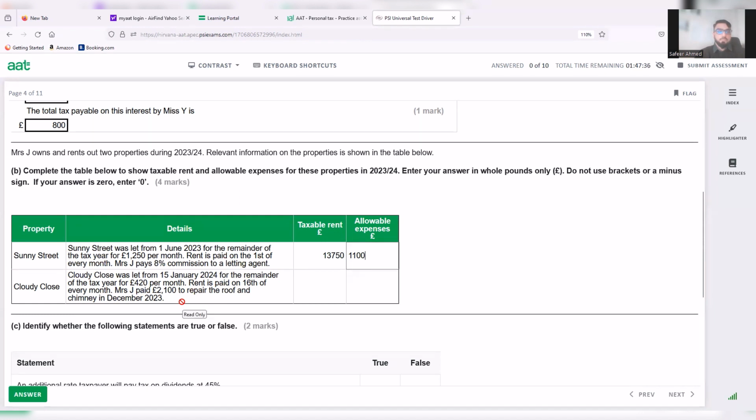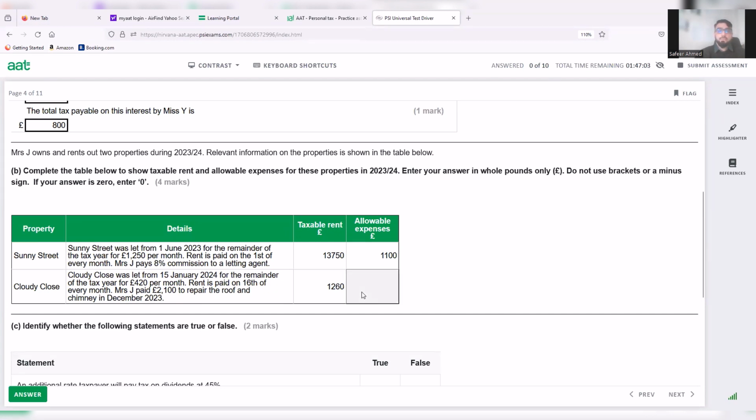Okay, so first things first, it is let from 15th of January 2024 for the remainder of the tax year. So if you think about it, 15th of January, 15th of February, 15th of March, these are 3 payments. The fourth one will be 15th of April, which is after the 5th of April, after the tax year. So therefore, we won't be including that. So 420 times 3 gives you 1260.